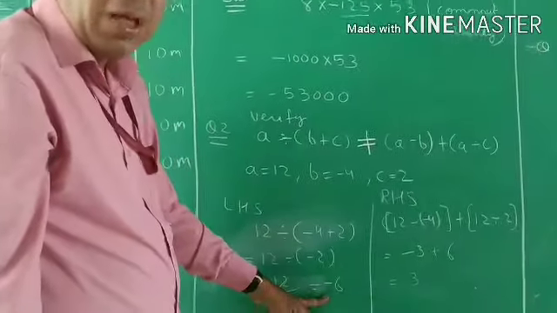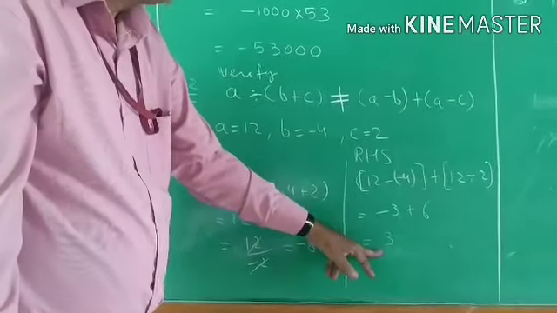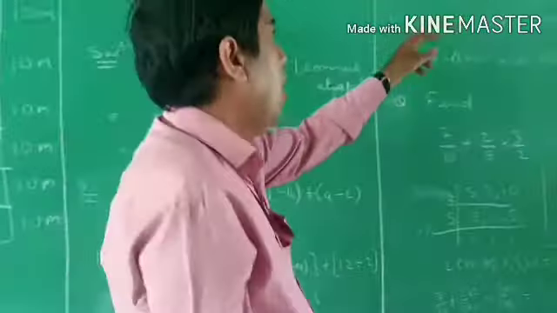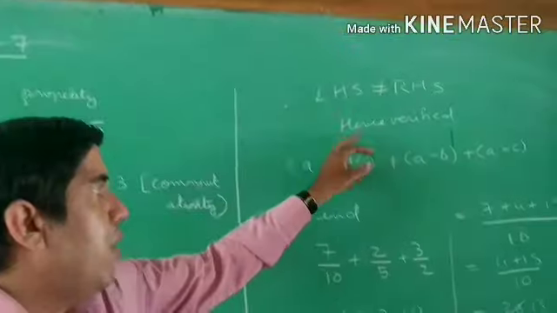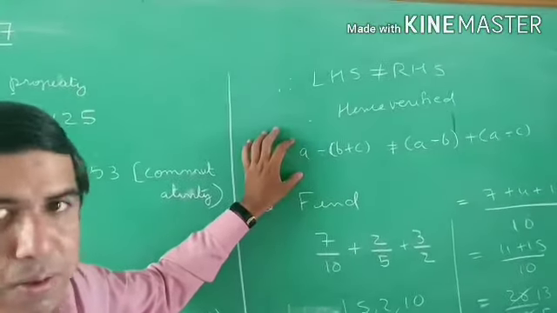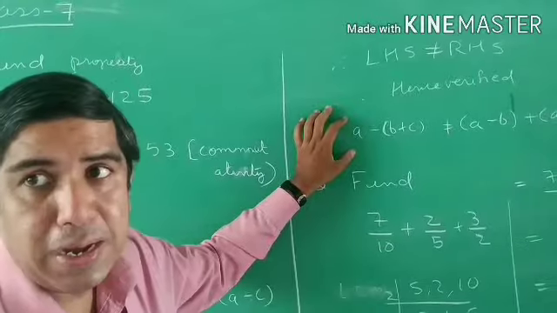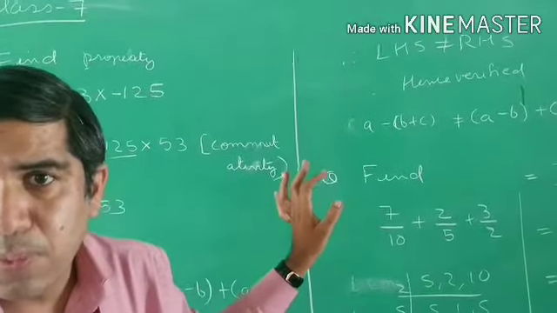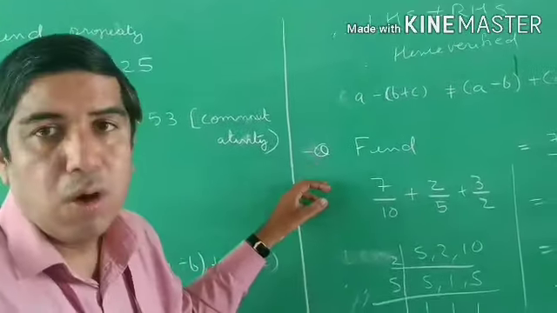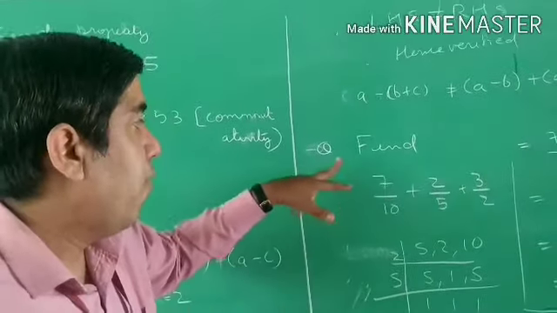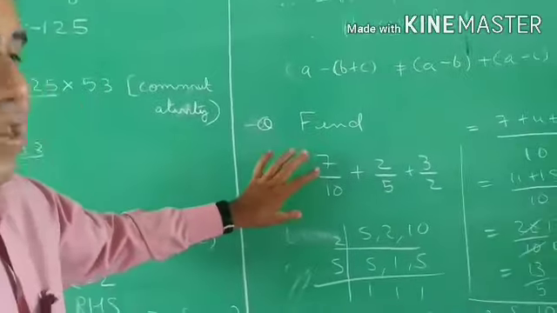You can see the answer came here minus 6, here 3. So you can see I wrote here LHS is not equal to RHS. Hence verified what? This property verified. Okay, here be clear in writing and try to understand the question properly, what you have to do and how to proceed. Next, find. This is a very basic question.